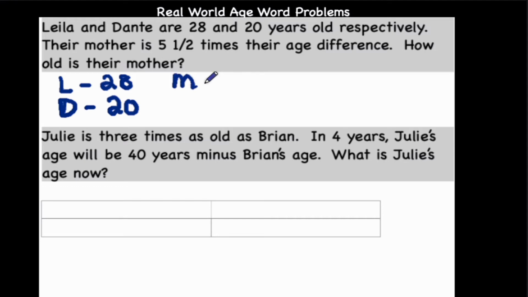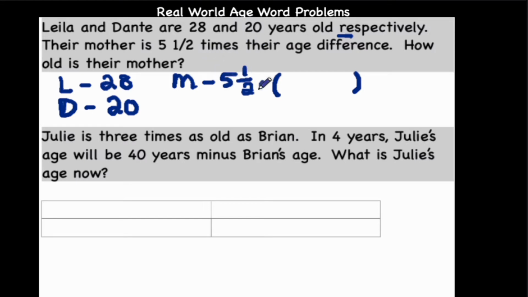So we'll put M for mom, and we'll say 5.5 times, and we're talking about multiplication, right? So this keyword times is multiplication. 5.5 times their age difference. And age difference, well, we have this keyword difference, which means to subtract, correct? So we'll place parentheses here. Okay, so let's go ahead and go back over what we need to find out. How old is their mother?